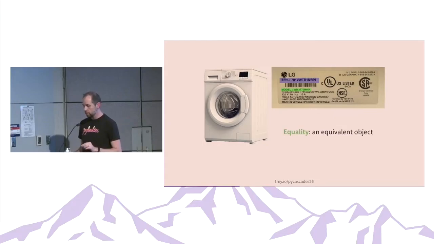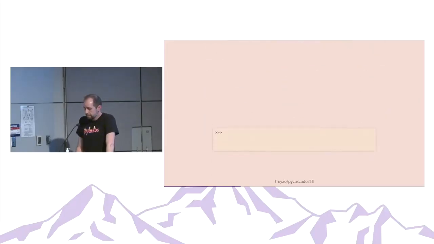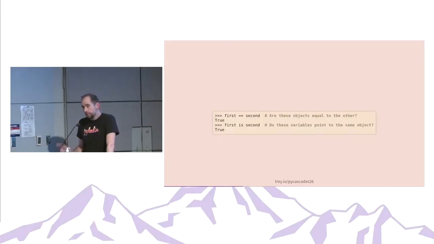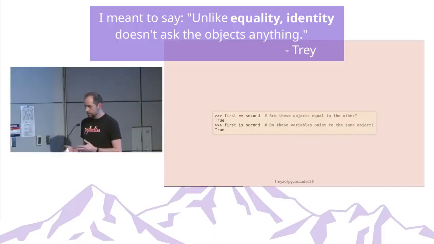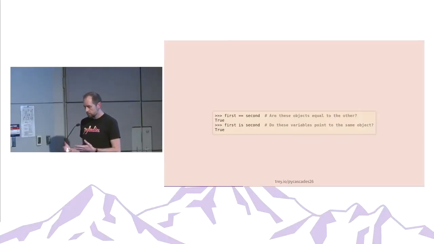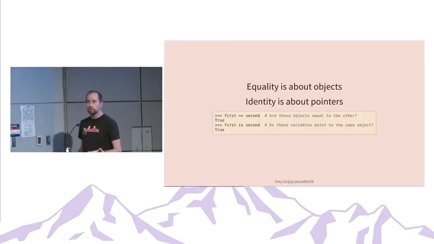Equality asks about whether two objects represent the same thing. That's like a model number. Identity asks whether they are the exact same object. That's a serial number. If we ask whether first and second are equal, we're asking whether the objects represent the same thing. If we ask whether they are identical, we're asking whether the variables point to the same object. Unlike equality, identity doesn't ask the objects anything. It just checks whether two references point to the same place. So equality compares values, identity compares references.